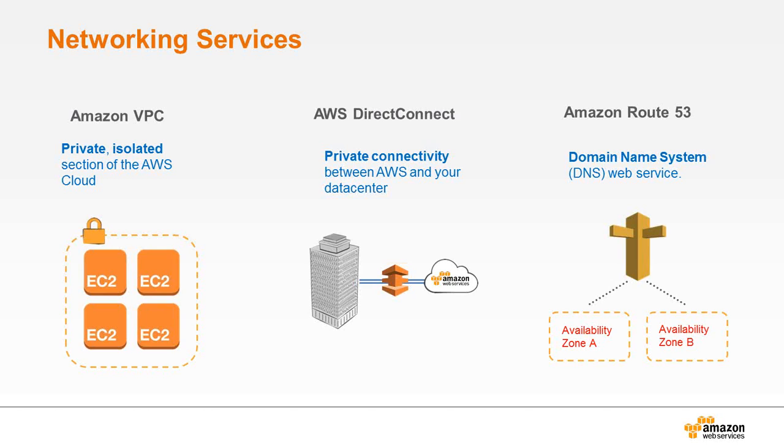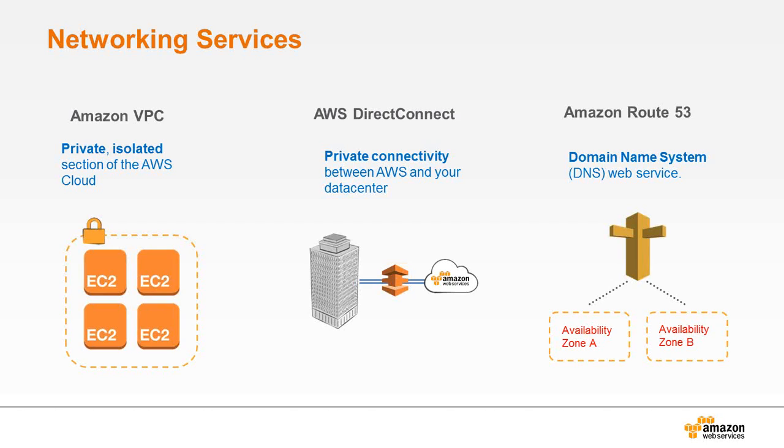AWS Direct Connect makes it easy to establish a dedicated network connection from your premises to AWS. Using Direct Connect, you can establish private connectivity between AWS and your data center, your office, or your co-location environment, oftentimes reducing your network costs and increasing your bandwidth throughput.